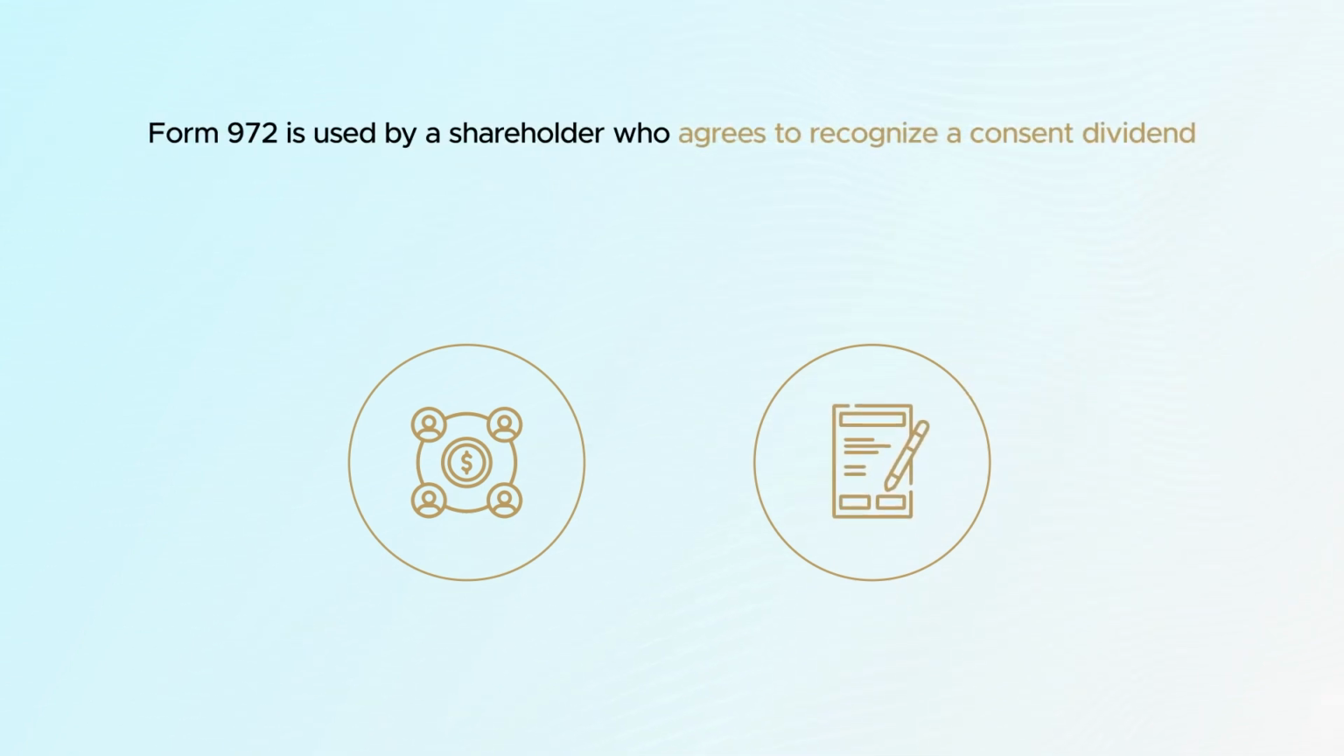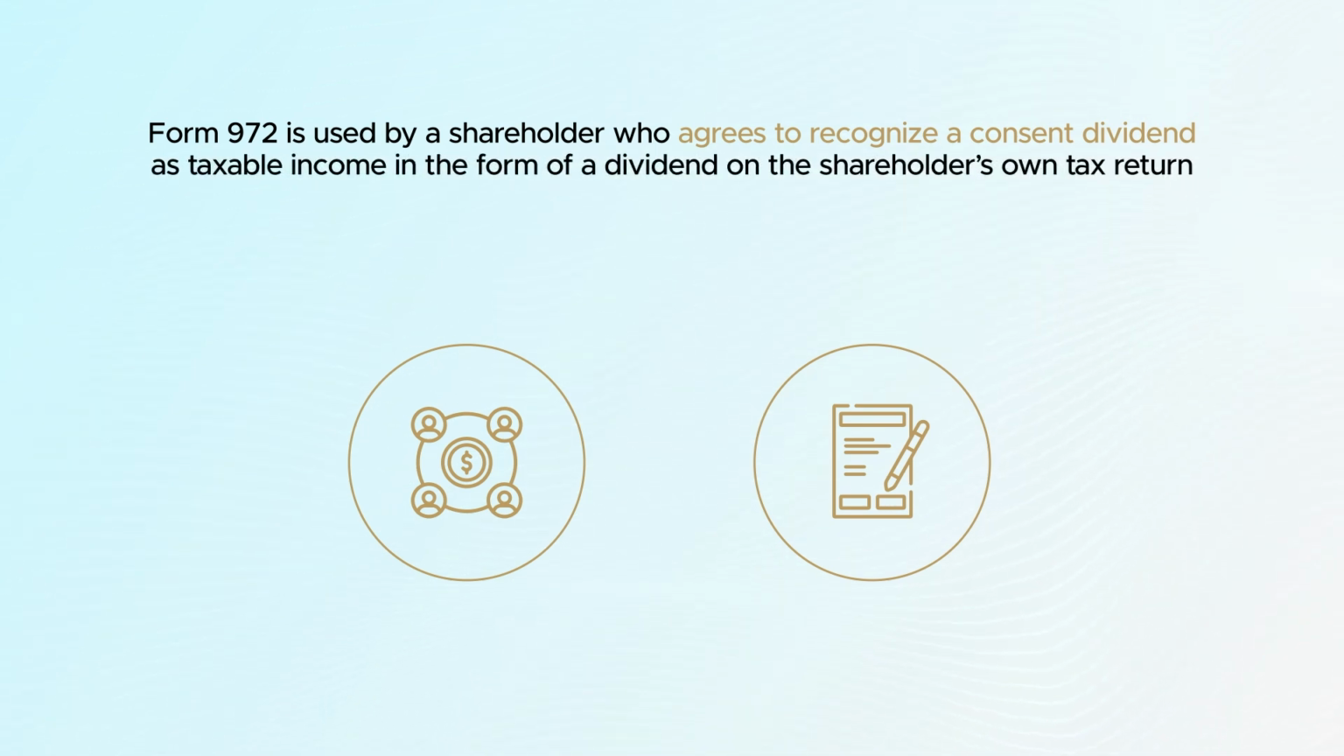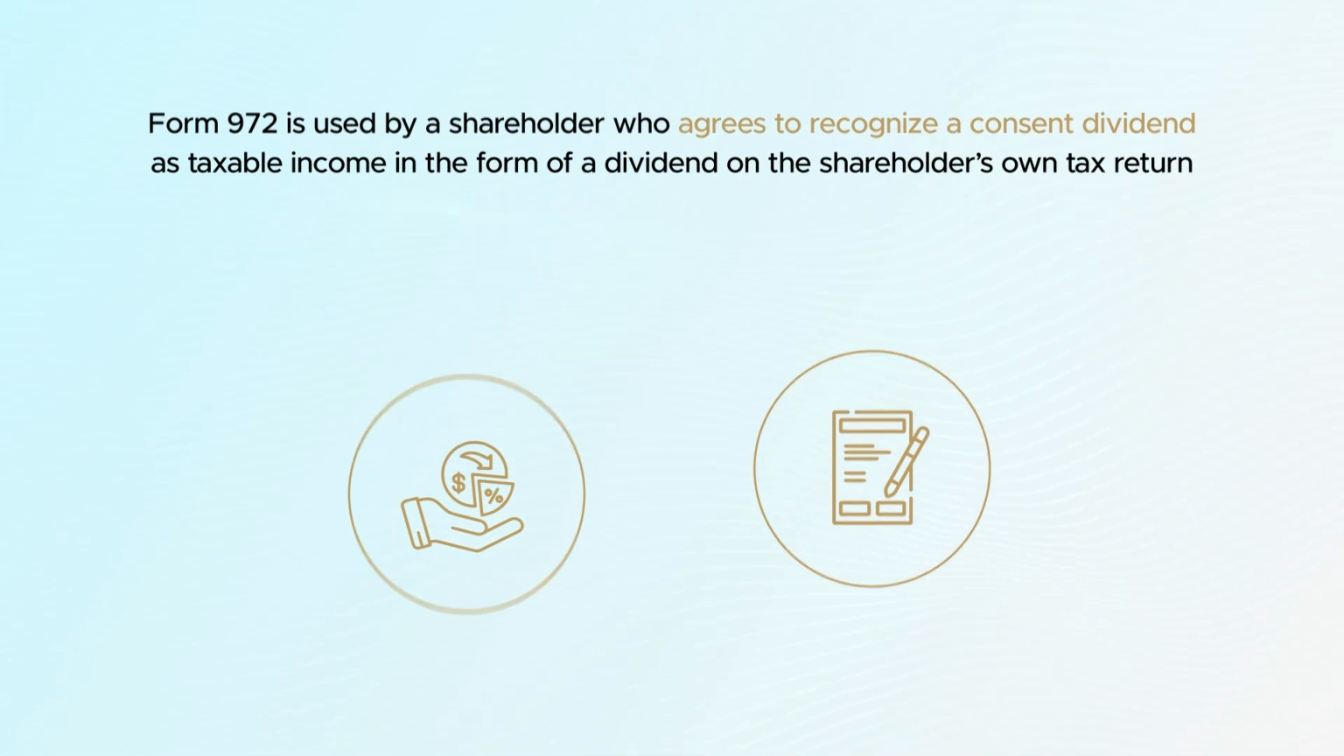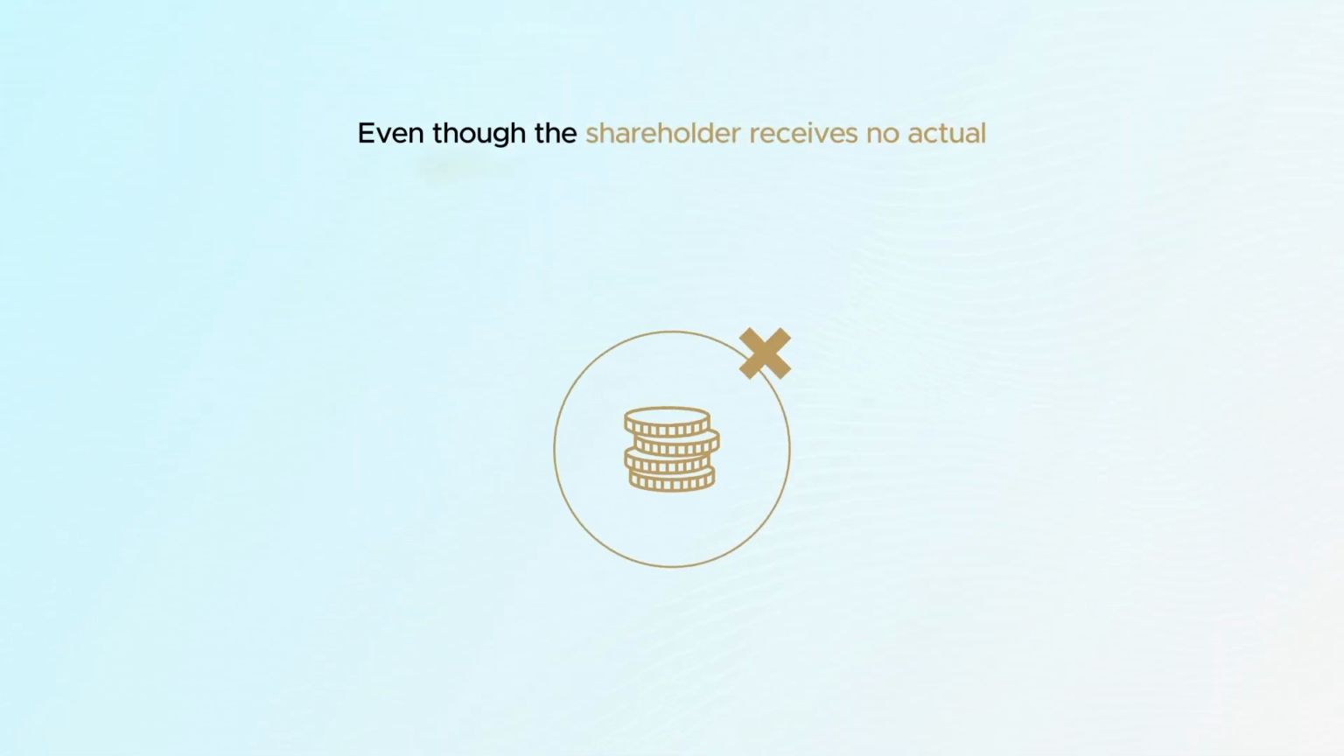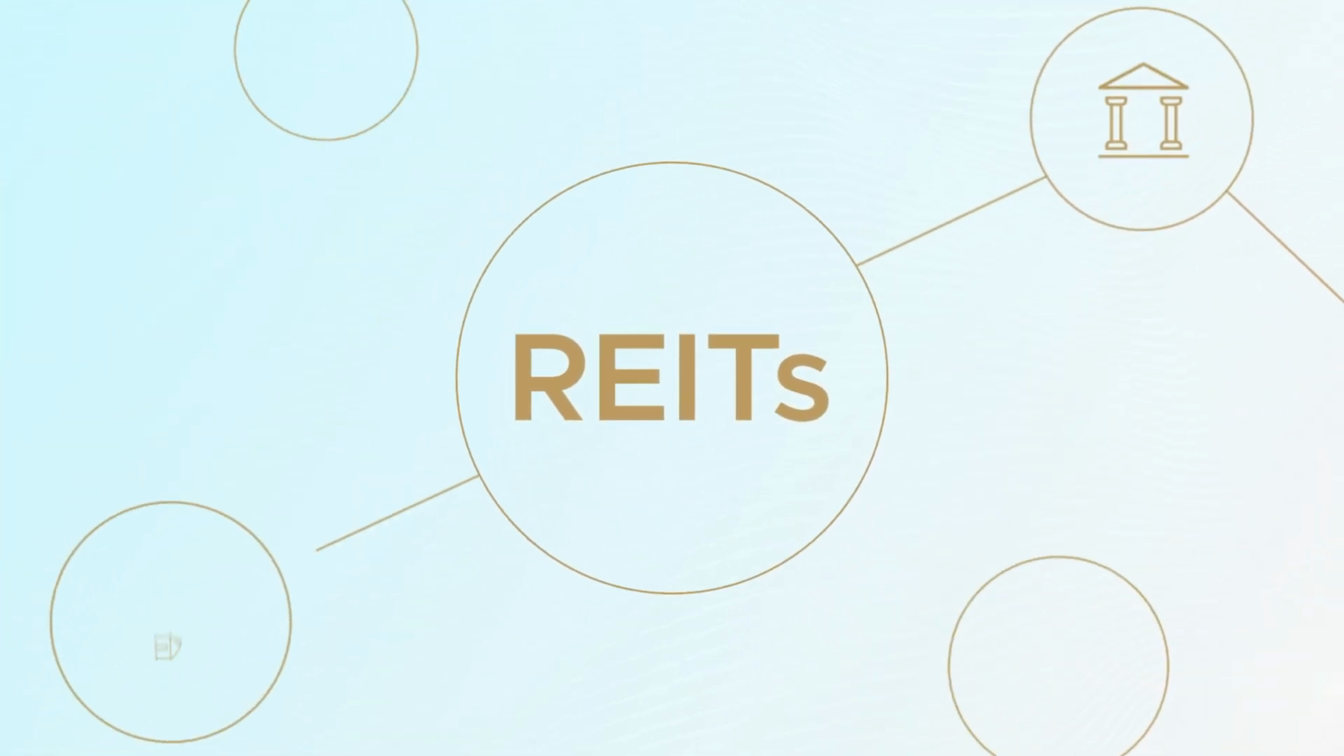Form 972 is used by a shareholder who agrees to recognize a consent dividend as taxable income in the form of a dividend on the shareholder's own tax return, even though the shareholder receives no actual cash distribution of the consented amounts.